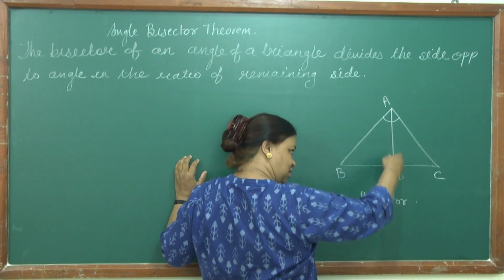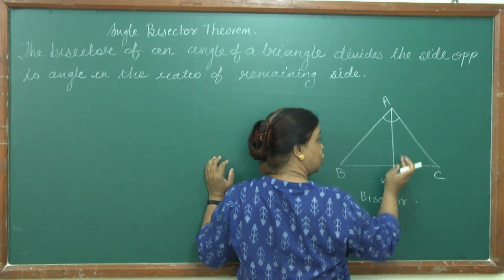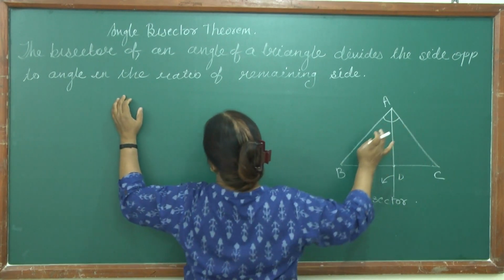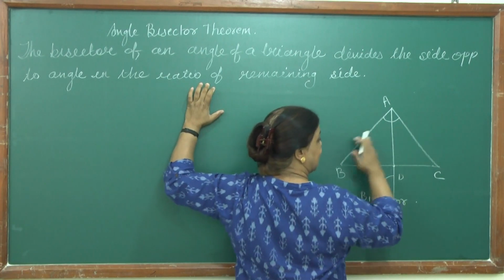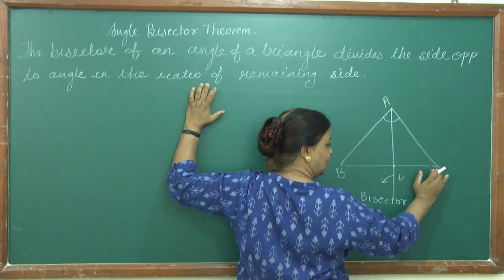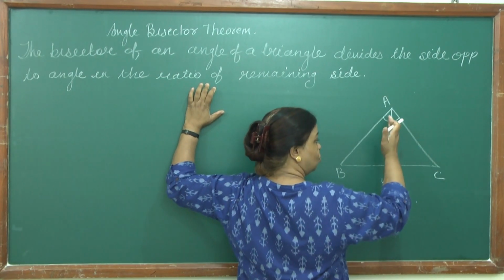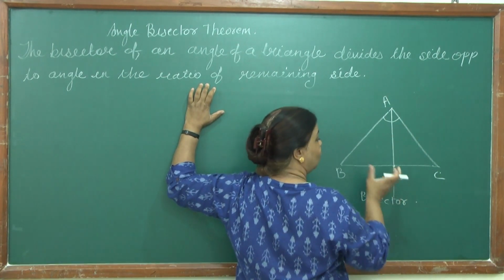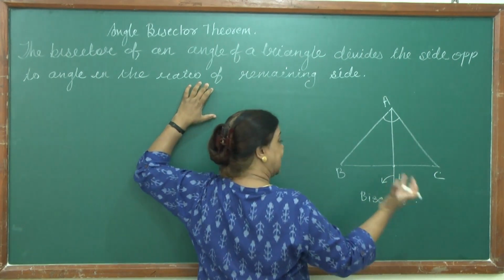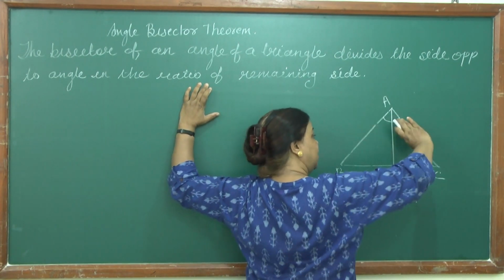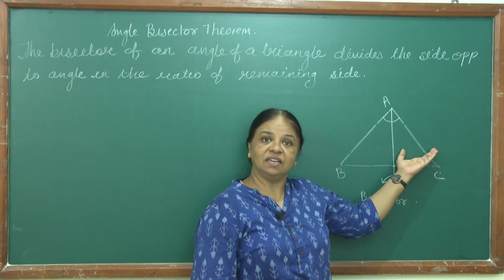So the bisector of the angle divides the side which is opposite to this angle in the ratio of the remaining sides. Which are the remaining sides? This is one side. So the remaining sides are AB and AC. So this bisector will divide this side in which ratio? In the ratio which is equal to the remaining sides. AB and AC are the remaining sides.